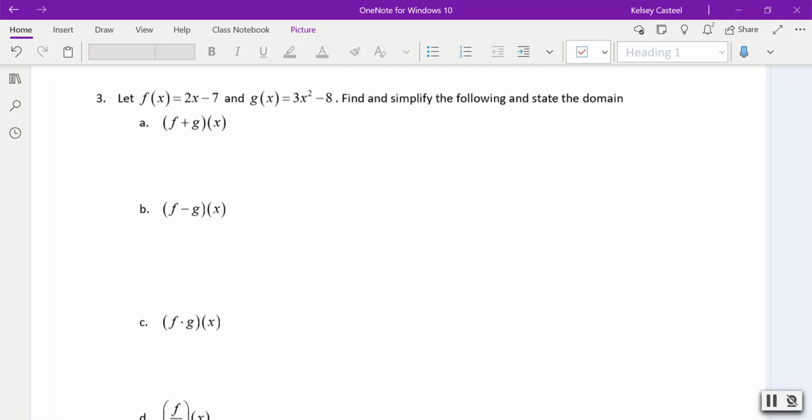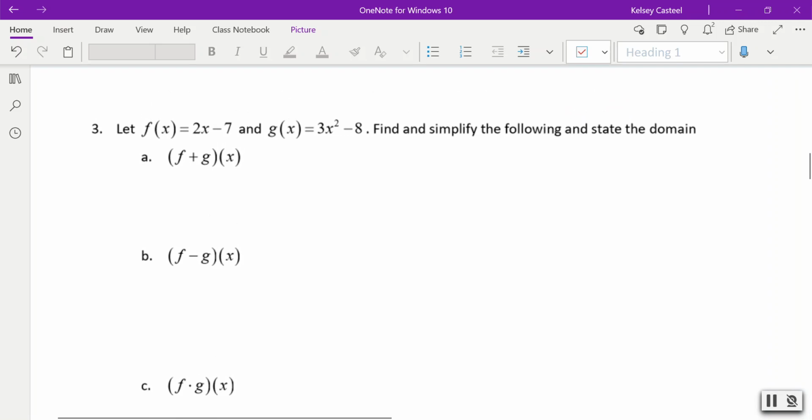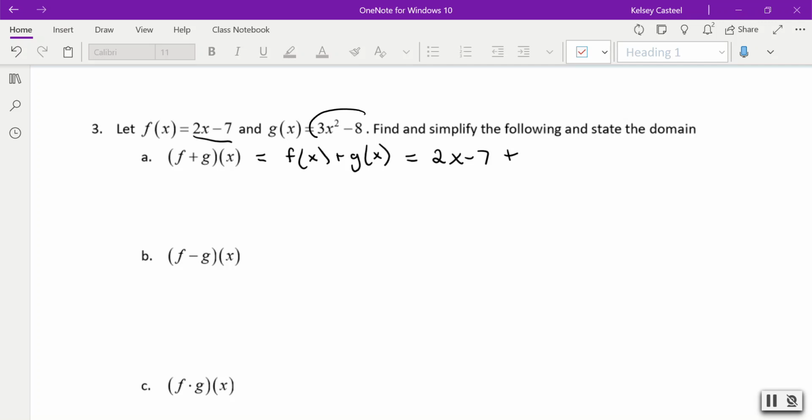In part A, we want to create the function f plus g of x. So the definition of this function is the addition of our two functions, f of x plus g of x. F of x is the 2x minus 7. So to that, we're going to add g of x, and g of x is the 3x squared minus 8.